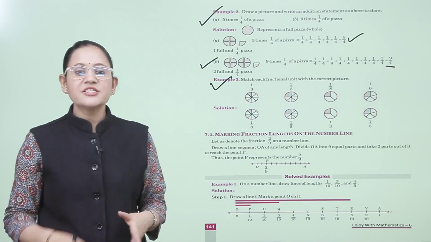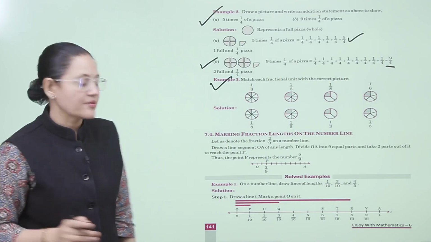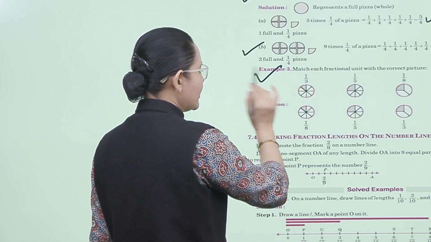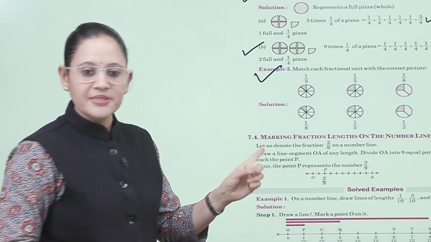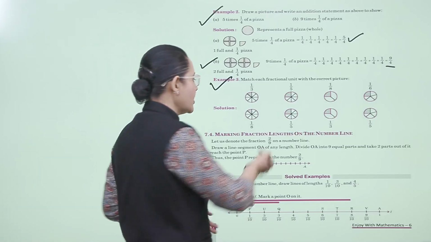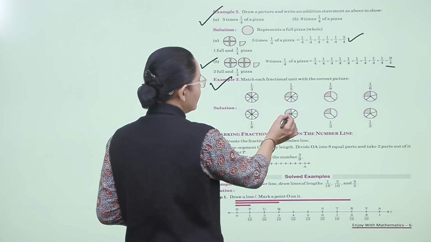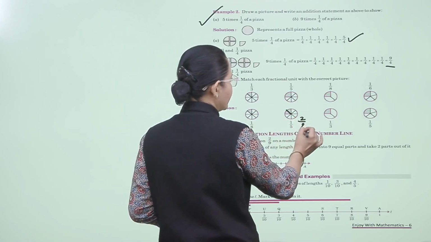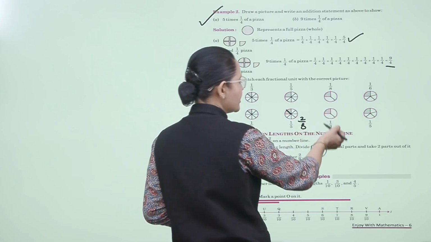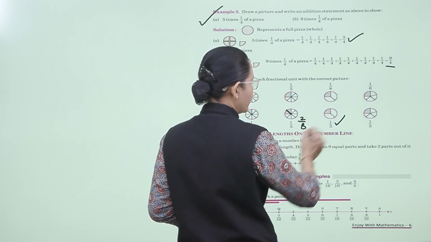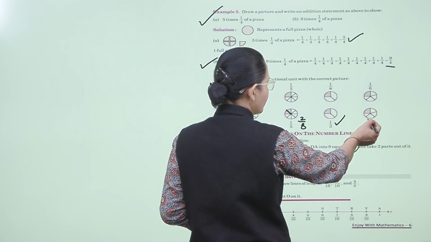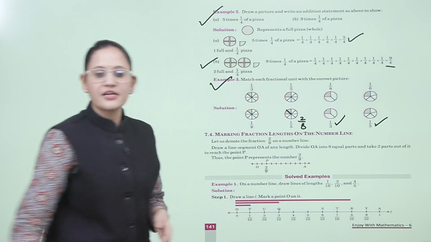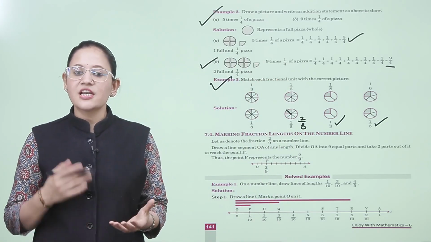Example 3. Match each fraction unit with the correct picture. So here, total 8 equal parts. After that 1 is shaded, that will represent 1/8. In the next one, it is divided into 8 equal parts. If we take 2 shaded parts, it will represent 2/8. Here 3 equal parts, 1 is shaded, that will represent 1/3. And here you can see 1, 2, 3, 4, 5 equal parts. After that 1 is shaded, that will represent 1/5. Clear?